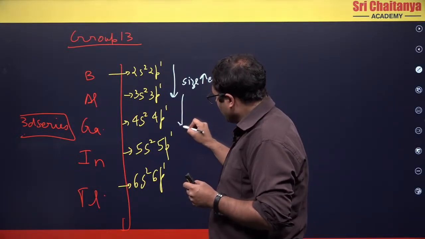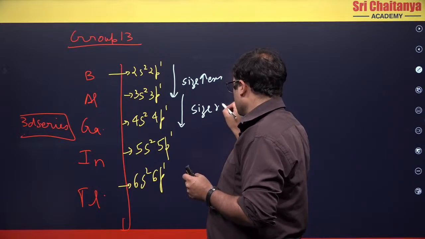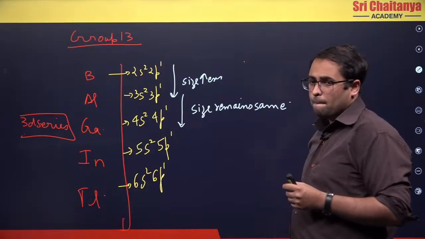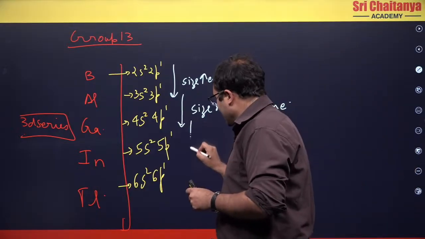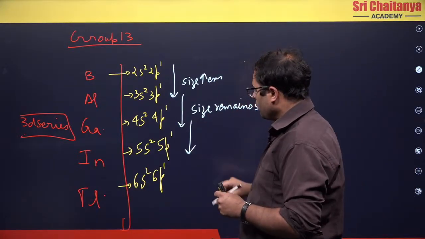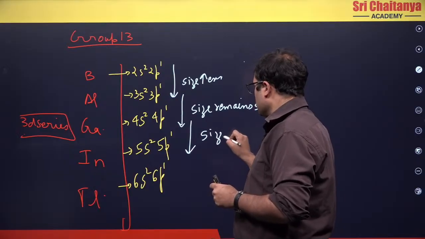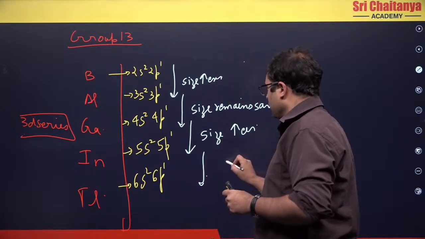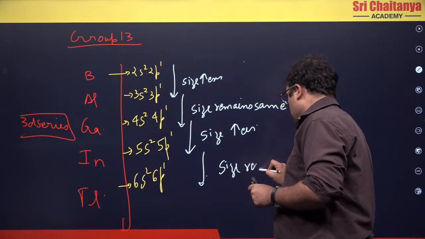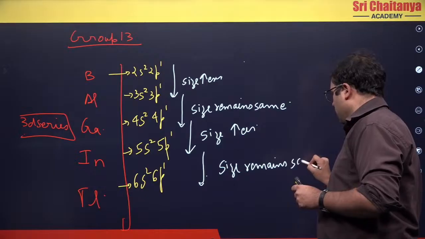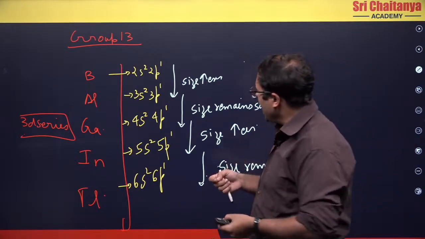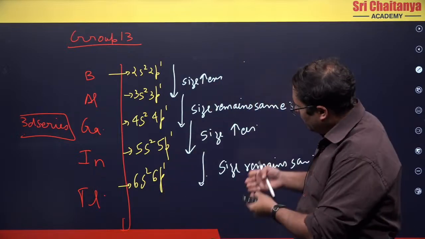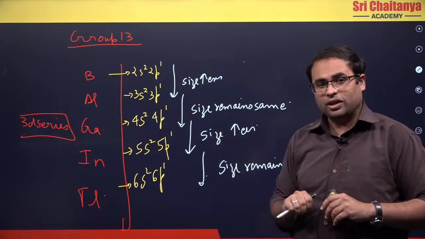But from aluminium to gallium, size remains same. Right? Again, from gallium to indium, your size increases. And again, from indium to thallium, size remains same. So what I'm essentially telling you is that aluminium and gallium size is approximately similar. Similarly here, indium and thallium size is approximately similar.